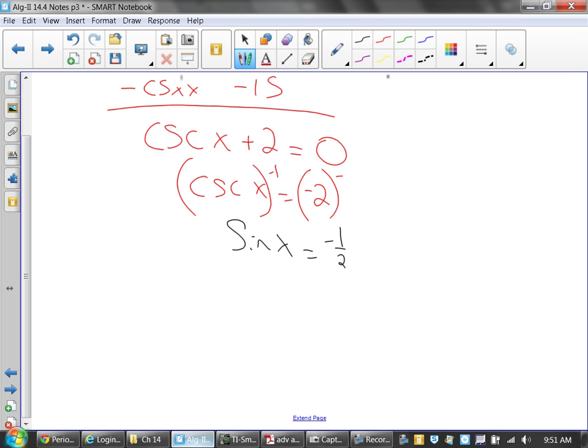What triangle am I in? 30-60-90. The 30-degree angle is pi over 6. I'm pi over 6 and I want to be negative, so which two quadrants is sine negative? 7 pi over 6, 11 pi over 6. Very good. Third and fourth quadrant, 7 pi over 6, 11 pi over 6. Did it say one revolution on this one or general? One revolution.